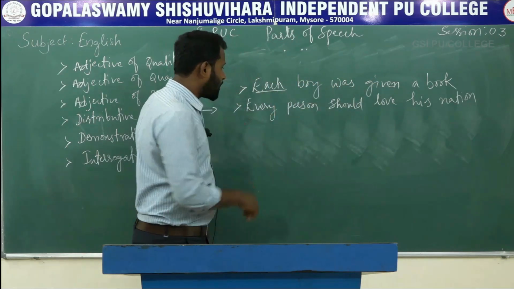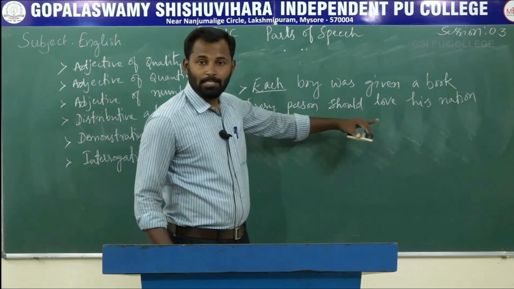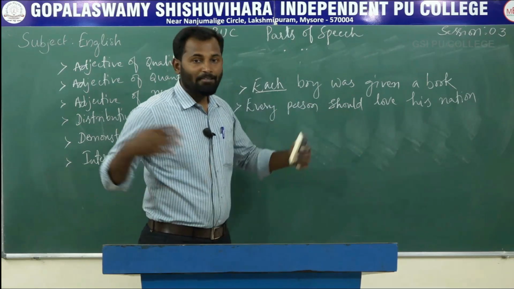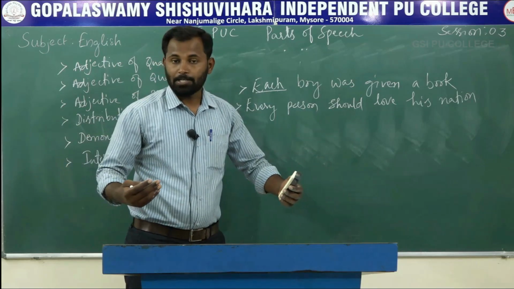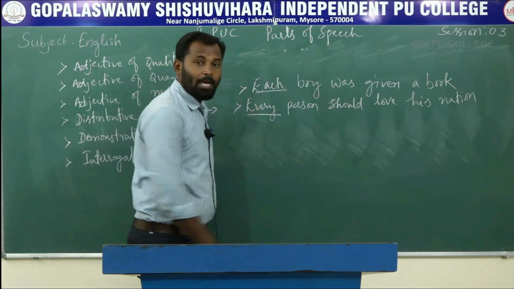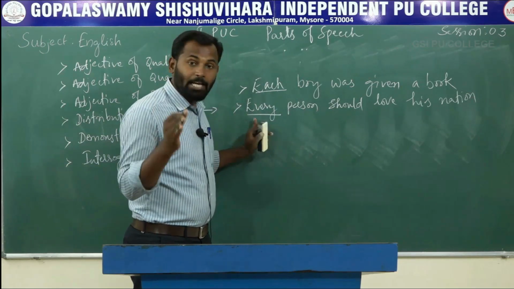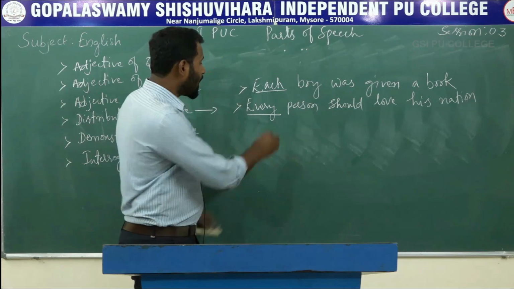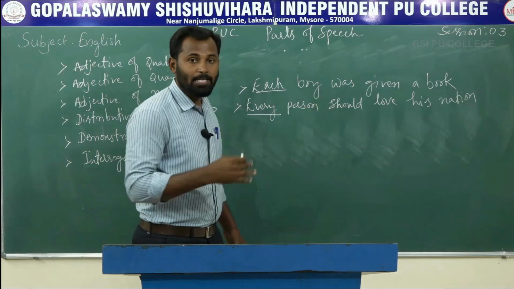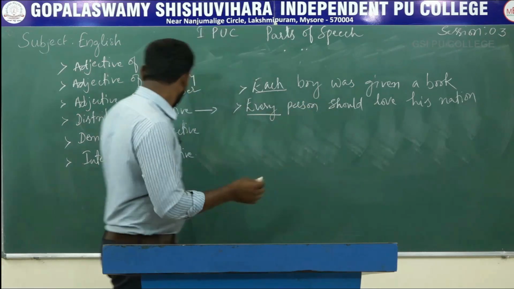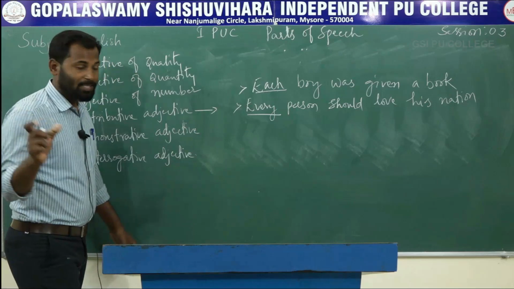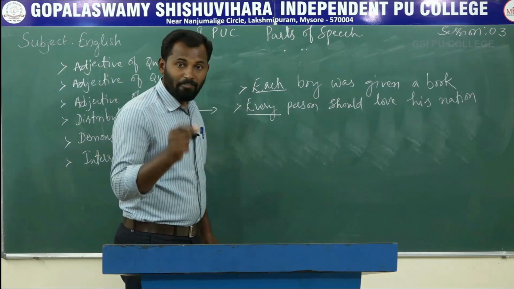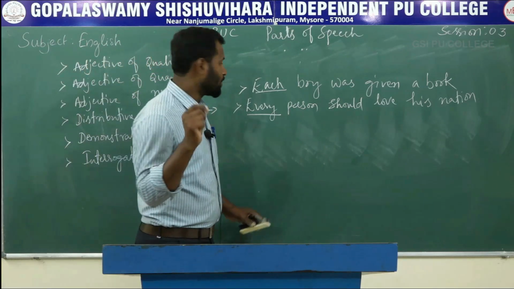And in the second example, every person should love his nation. So we have a huge number of population in our country, and when we say every, it is an individual. We are referring to each individual and we say every person should love his nation. So thus, distributive adjective is a word that we use to refer to each and every person.